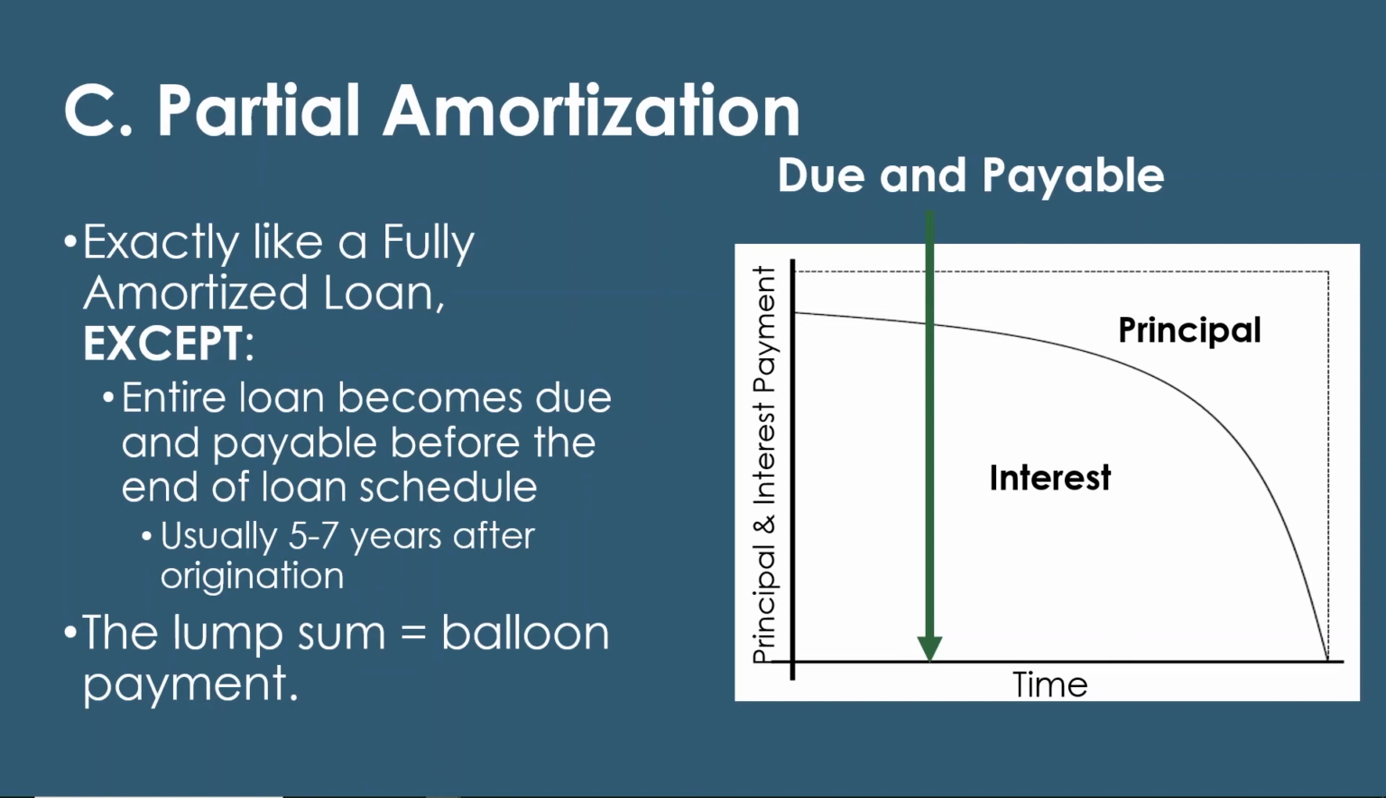So it's just like a fully amortized loan, but instead of paying it off at the 30-year mark or whatever year it was agreed to, you pay it off ahead of time and you have that lump sum payment. And that lump sum payment is called a balloon payment. So balloon payment and partial amortization go hand in hand. Make sure to keep that in mind for state exam purposes.